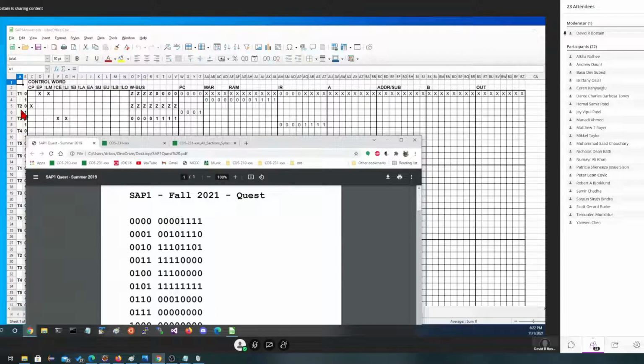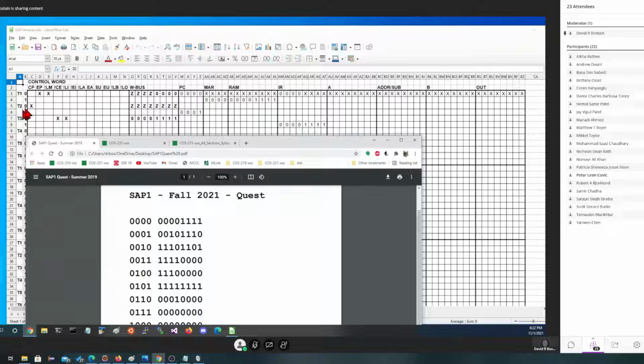Hermel, what's the only thing that happens in T2? Everything is set to Z. Dante, what's the only thing that happens in T2? We bump up the program counter by 1. That's exactly right. Thank you for a good answer.